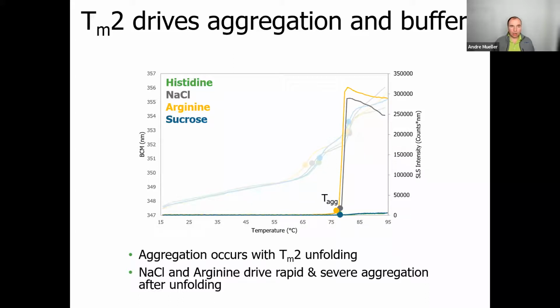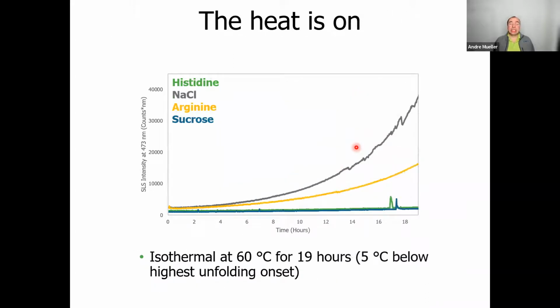We do in Unde also record static light scattering from the 473 nanometer laser. And because that has so far not been the star of the show, hasn't had its time in the limelight, I wanted to add this one experiment here to show static light scattering recorded with the 473 nanometer blue laser. This is an isothermal experiment. So we incubated our protein in the 4 different conditions for 19 hours at 60 degrees Celsius. 60 degrees was chosen because that's 5 degrees below the highest unfolding onset.